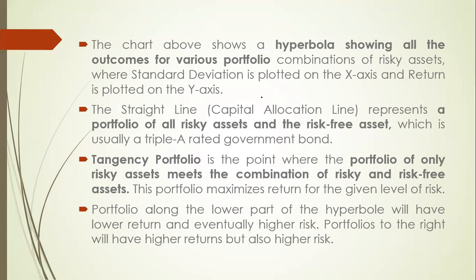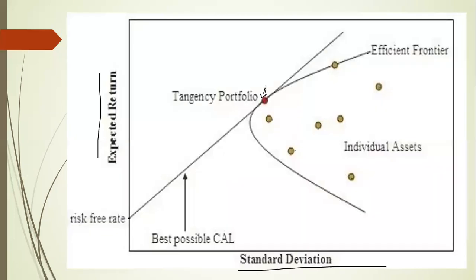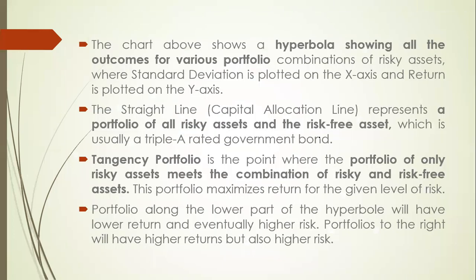The portfolio maximizes return for a given level of risk. Portfolios along the lower part of the hyperbola will have lower return and eventually higher risk. Portfolios to the right will have higher return but also higher risk. If we look at this one and this one, this is all higher risk but the return is less. Again, this one has high risk and high return. Again, high risk and lower return, and again this side. These all come below the efficient frontier line. So this is all about the efficient frontier theory.